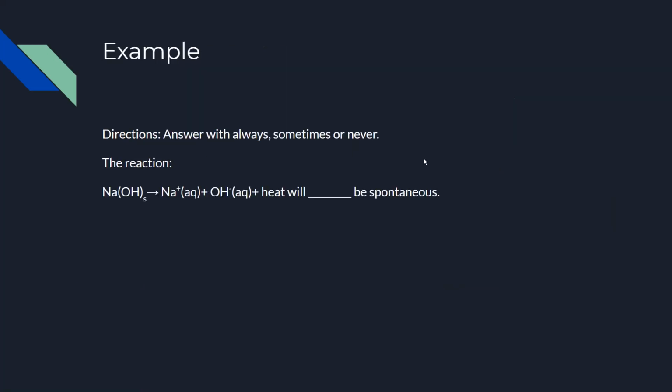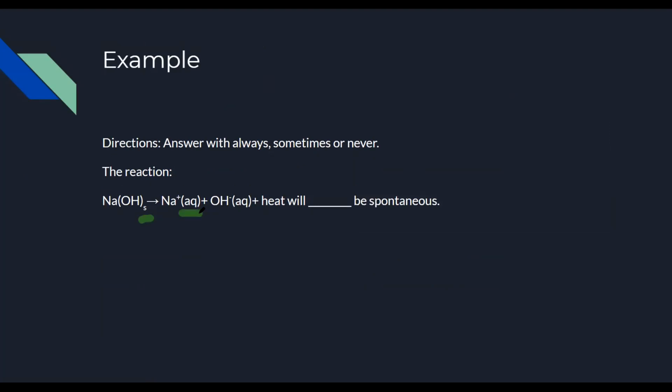Let's look at an example to further our understanding. So this is a reaction and we need to find out how often it is spontaneous. So you can see that it goes from a solid to being aqueous. This means that the particles from being compact go to being free in a solution. This means that delta S increases.